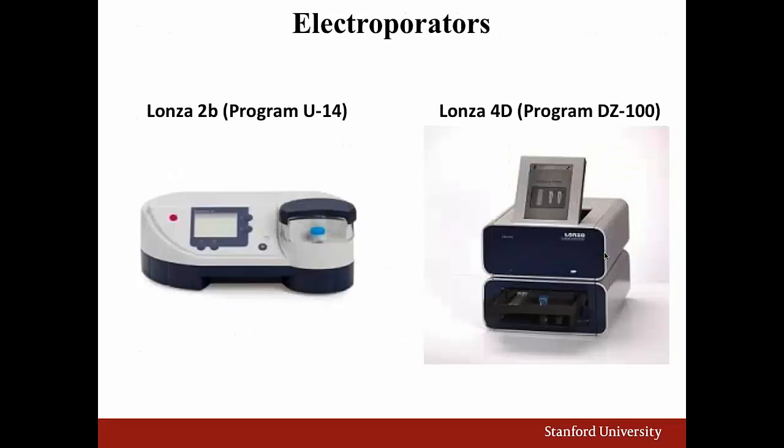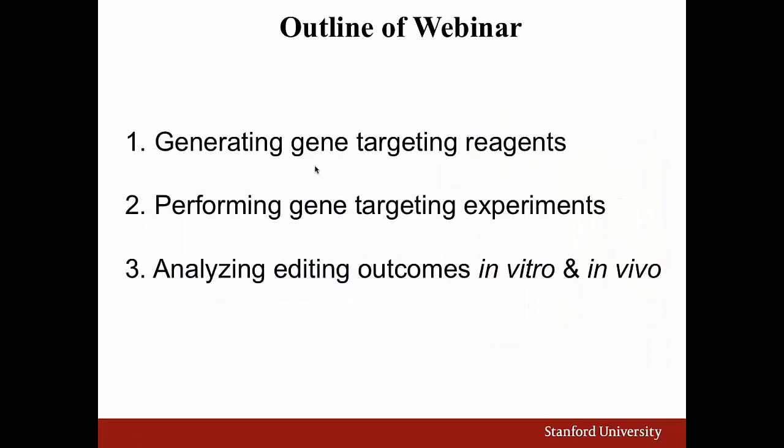And so that completes how to make the donor and how to make the AAV. And I just wanted to put this up here because these are the two electroporators we use. So this is the way to deliver the RNP complex within the cells to make a double-strand break. So we use the Lonza 2B, which is the program U14, or we use the Lonza 4D, using the program TZ100. And so hopefully that would get us up to speed on generating gene targeting reagents.